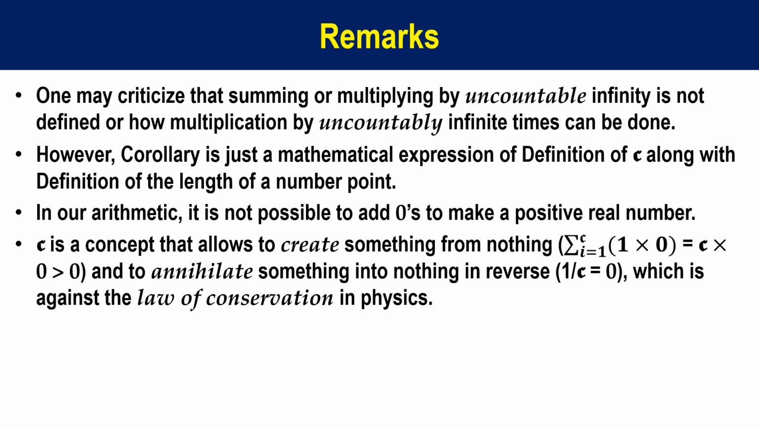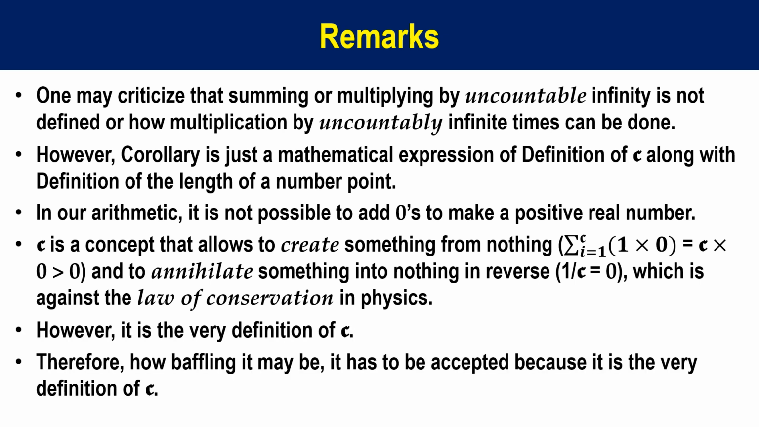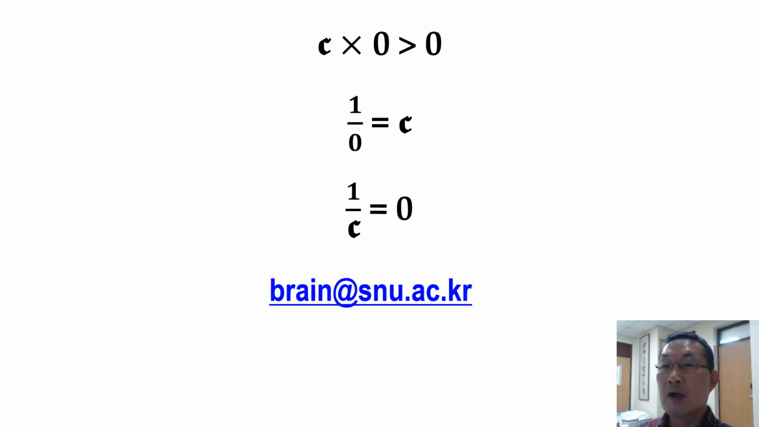Thus, C is a concept that allows us to create something from nothing and, in reverse, to annihilate something into nothing, which is against the law of conservation in physics. However, it is the very definition of C. Therefore, however baffling it may be, it has to be accepted, like there is a larger infinity. C multiplied by 0 is larger than 0. 1 over 0 equals C. 1 over C equals 0.